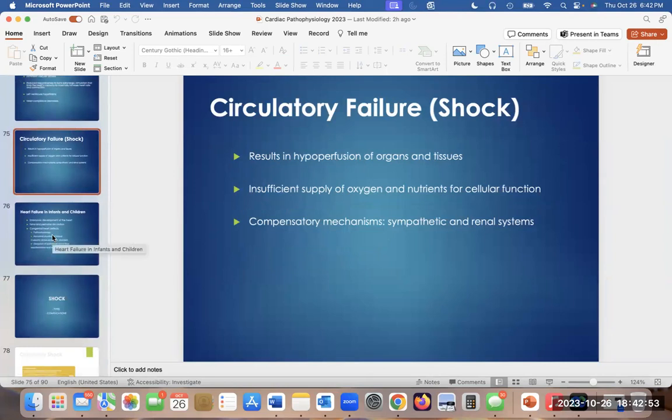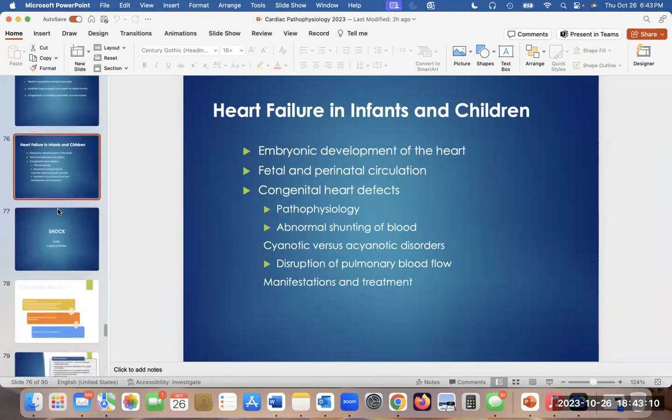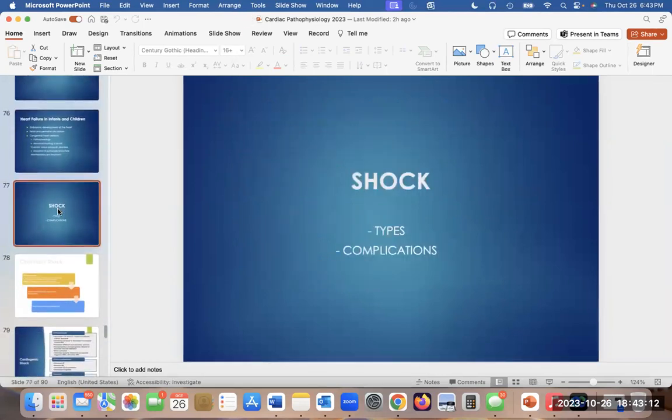And yeah, is there any questions before I get into shock briefly? No? Okay. So like I said, heart failure, I would just know it's mainly congenital. I would really not look much into this for right now. Maybe just read it over.